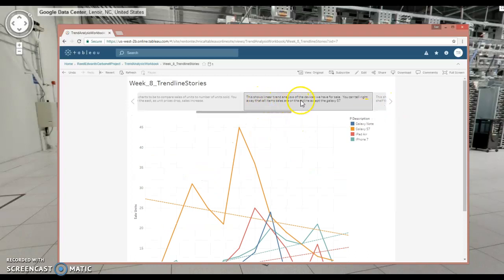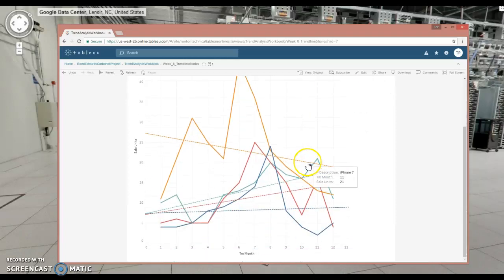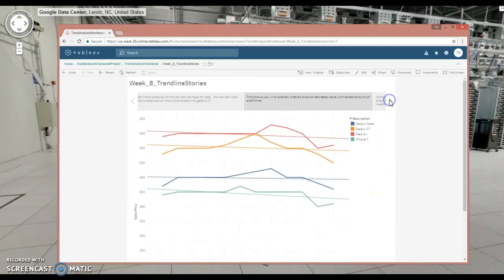This shows a linear trend analysis of the devices we have for sale. You can tell right away that all items' sales are on the incline except for the Galaxy S7. Number of units sold are on the rise on all three versus the Galaxy S7 that is not. This shows you in a nutshell that all products decrease in value with the amount of shelf time that's added.